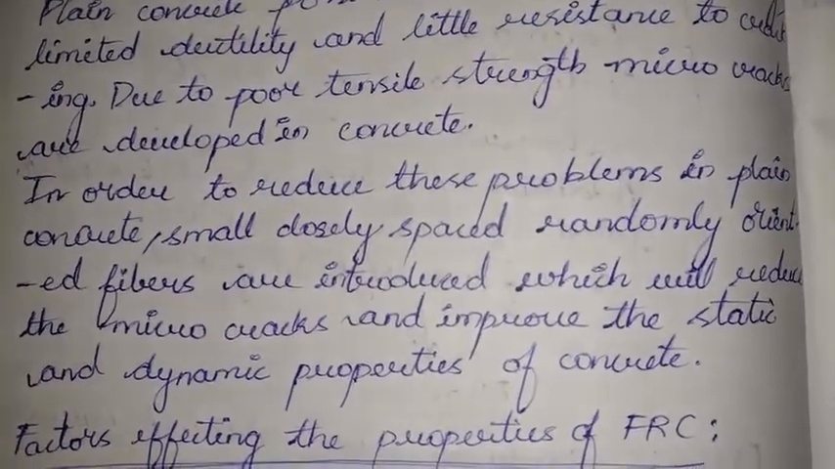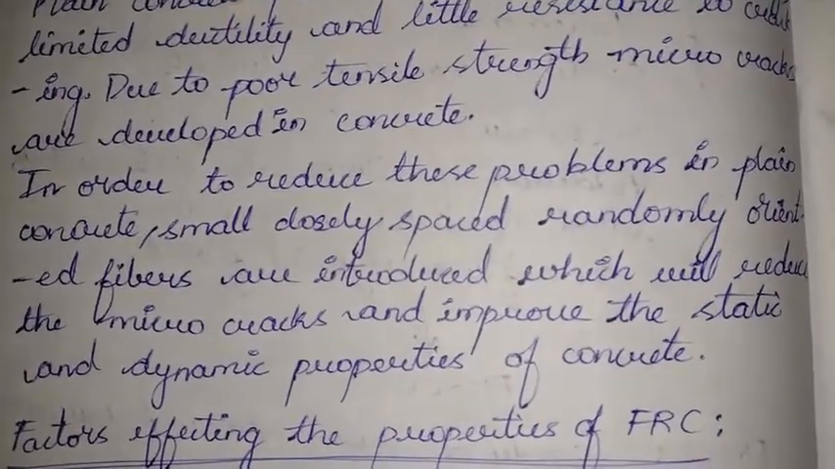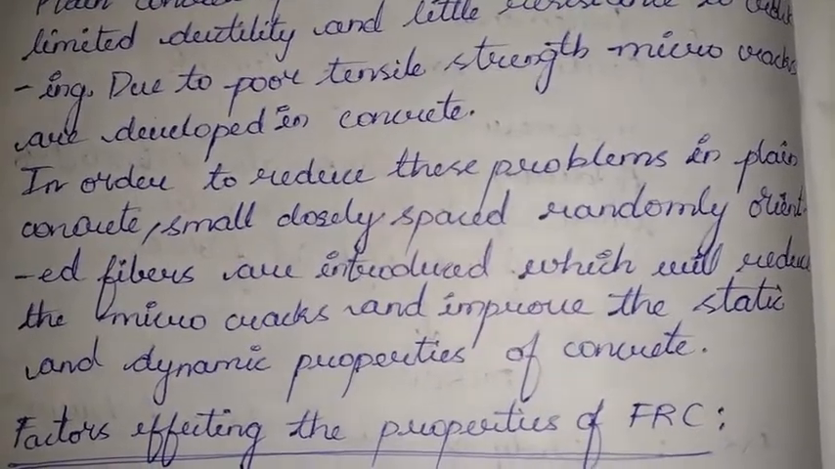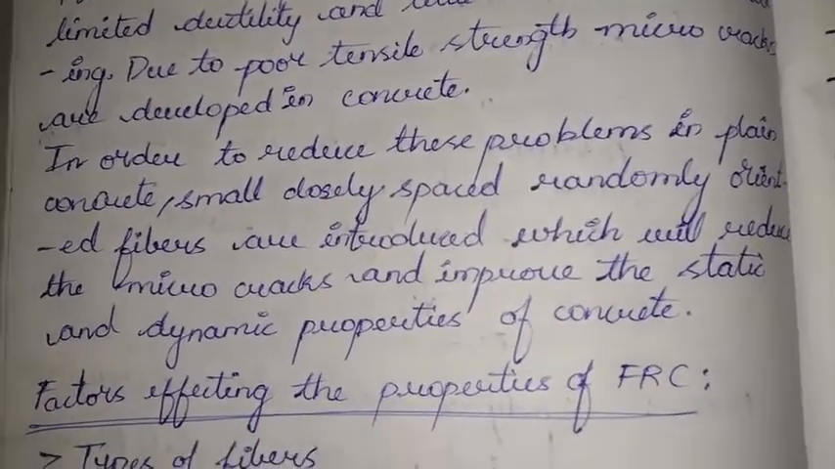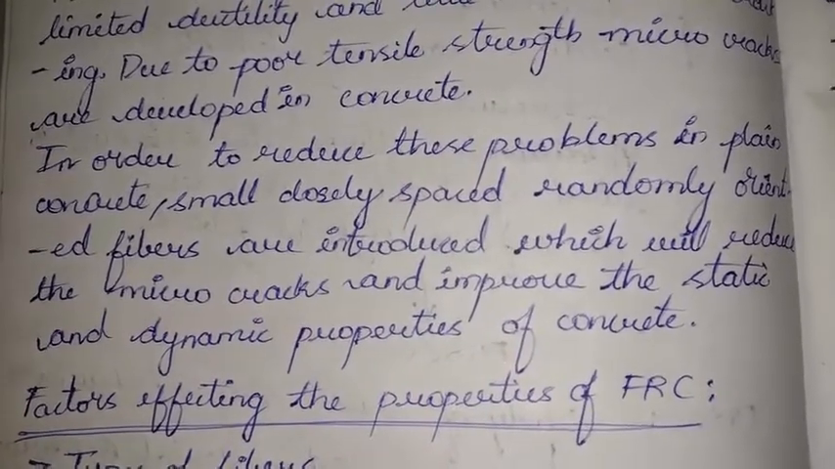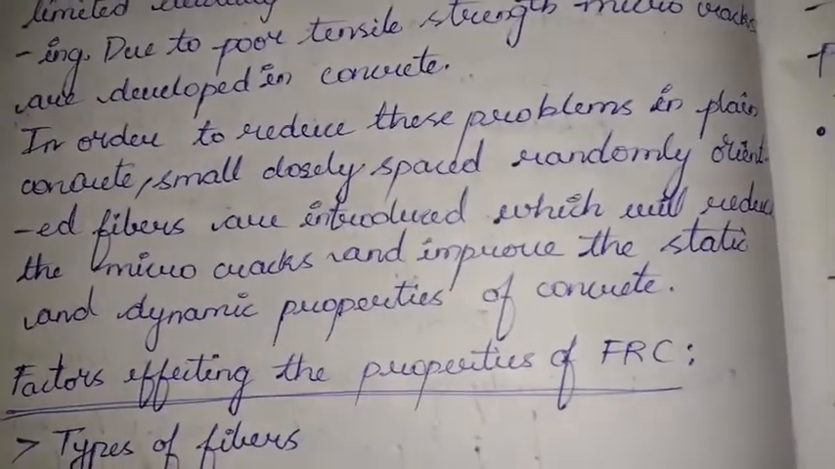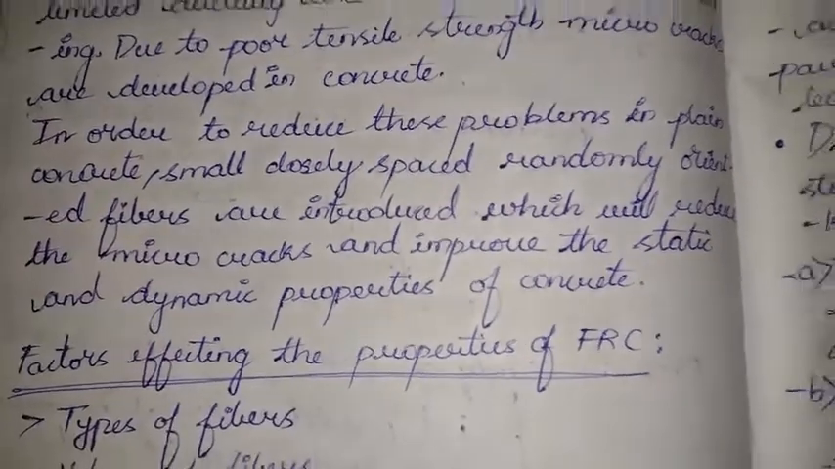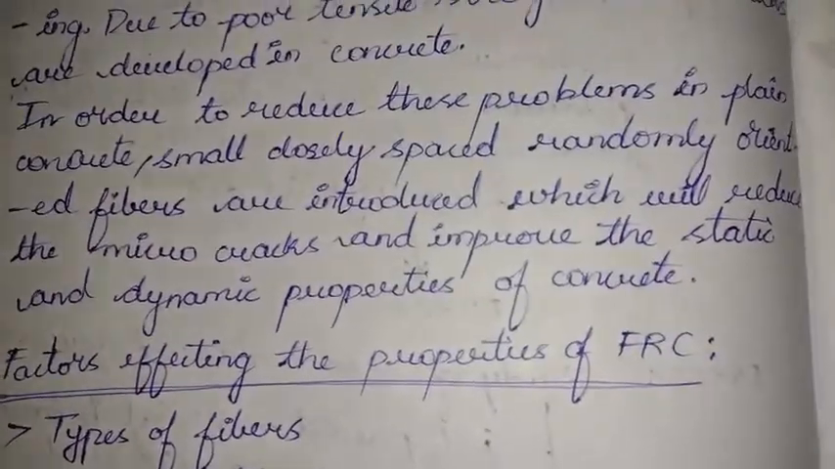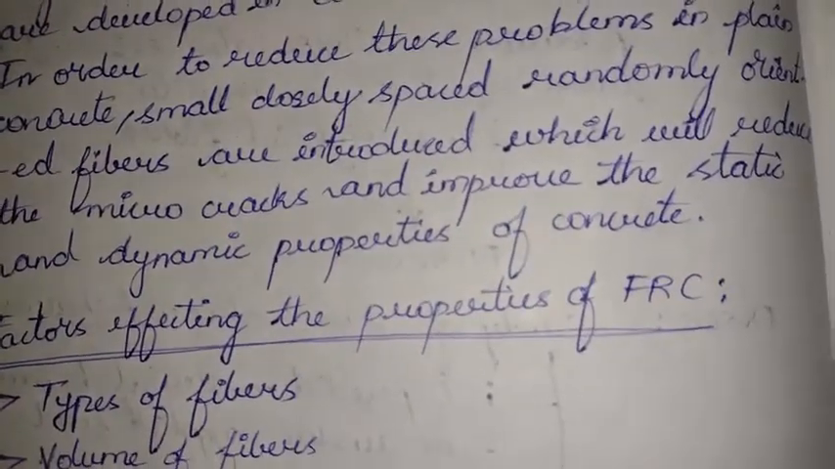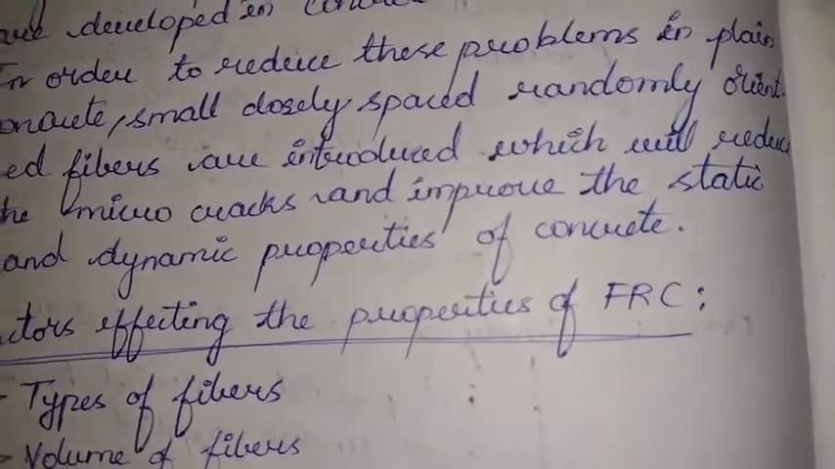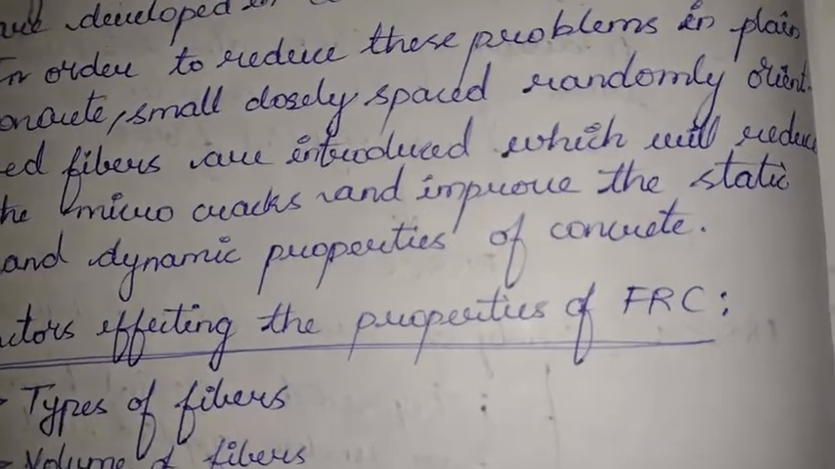So we know concrete is poor in tension and also has very little cracking resistance. So we are increasing the ductility and resistance to tension by introducing small sized, closely spaced and randomly oriented fibers into the concrete, such that the tensile strength, the ductility and also the crack resistance problems are dealt with.